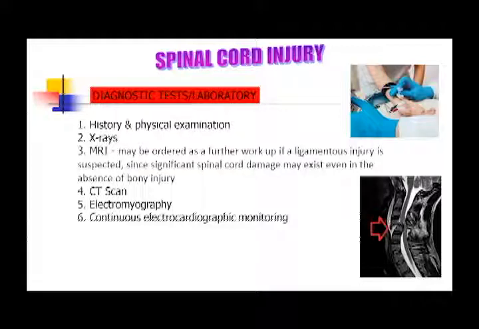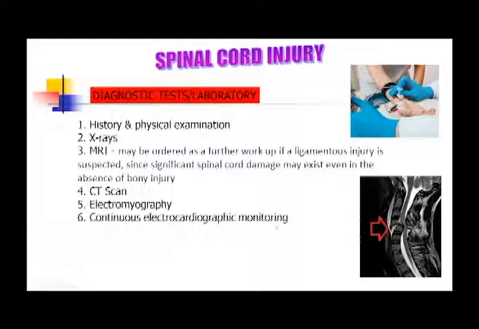We also have here your electromyography. So in this case, they're going to determine yung activity ng muscles. If again, there is problem with the muscle contraction of the patient, this would mean there is possibilities of spinal cord affectation. We also have what we call your continuous electrocardiographic monitoring.